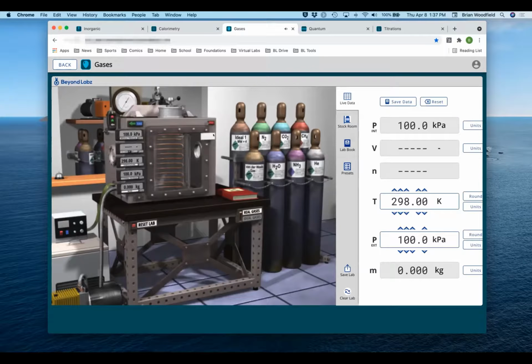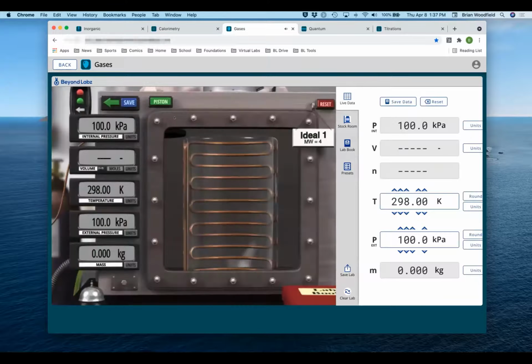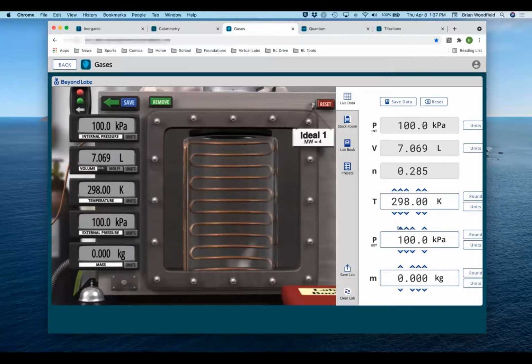We have this piston experiment, ideal gases. Turn on a piston, increase the external pressure, or come over here and put in 500 kilograms. So let's go get that in.